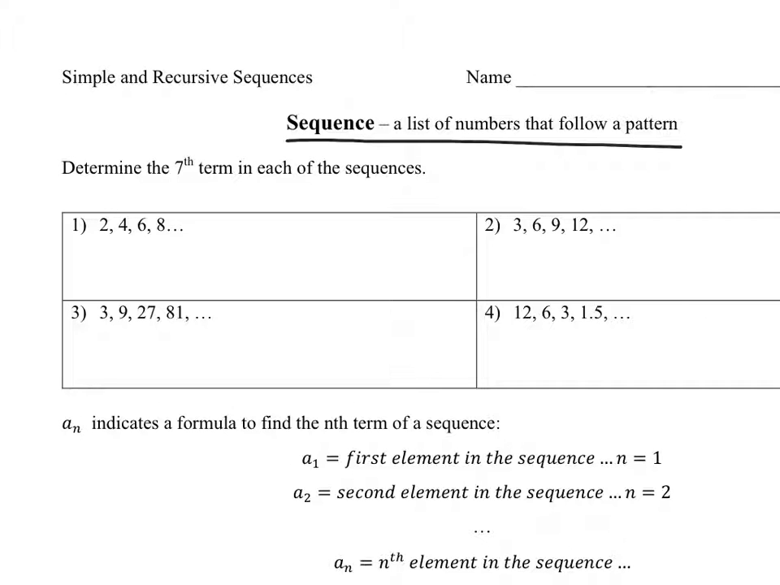Can you determine the pattern and then find the 7th term? So for example, this is term 1, this is 2, 3, and 4. Can we figure out 5, 6, and then finally 7? So to get from one to the next, hopefully it's pretty straightforward. You just add 2. So 2, 4, 6, 8, 10, 12, 14 would be the 7th term. Take a second and see if you can figure out 2, 3, and 4.